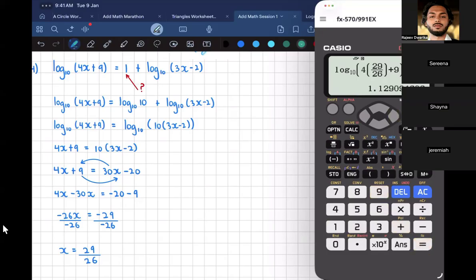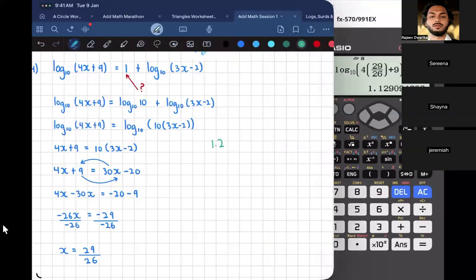Okay. All right. So Shayna, if I plug it into the left-hand side, what am I getting? 1.13, to two decimal places. Right? So Shayna, if I plug it into the right-hand side, what am I supposed to get? Since it's an equation, I'm supposed to get the same thing, right?